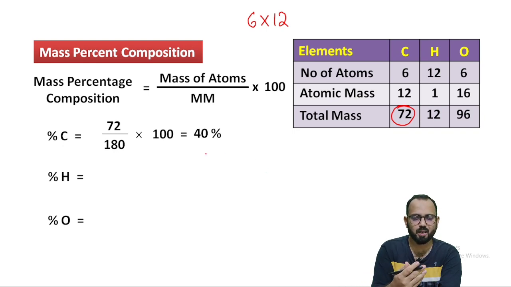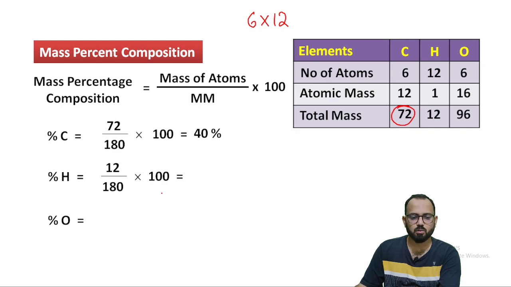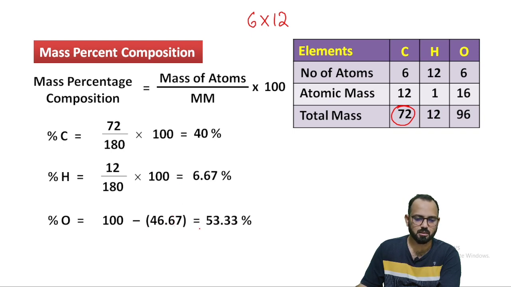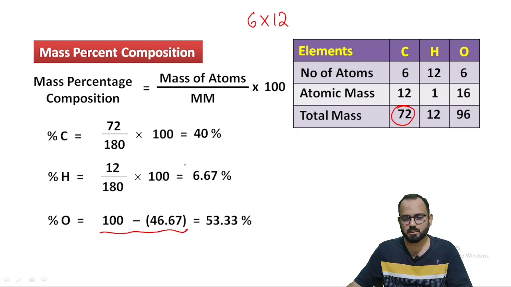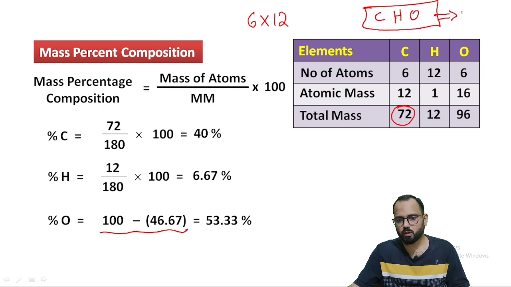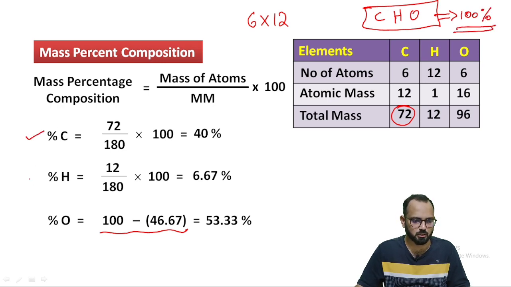Likewise, we can find it for hydrogen and oxygen. Hydrogen: 12 by 180 into 100. It's going to be 6.67. For oxygen, 100 minus 46.67, that is 53.33. What I have done here is a little bit different. Yes, because you have only carbon, hydrogen and oxygen, so together these will contribute 100 percent. So we have found the rest of the two.